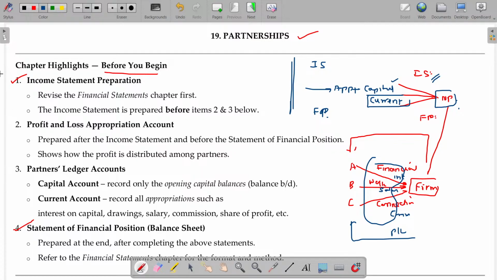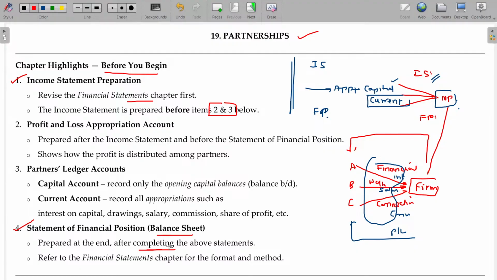You might have studied the income statement in the financial statements chapter. The income statement is prepared before items 2 and 3 below. The statement of financial position, otherwise the balance sheet, is prepared at the end after completing the above statements. You can refer to the financial statements chapter so that you'll understand this logic better. In between these two, you have to prepare step number 2 and step number 3.